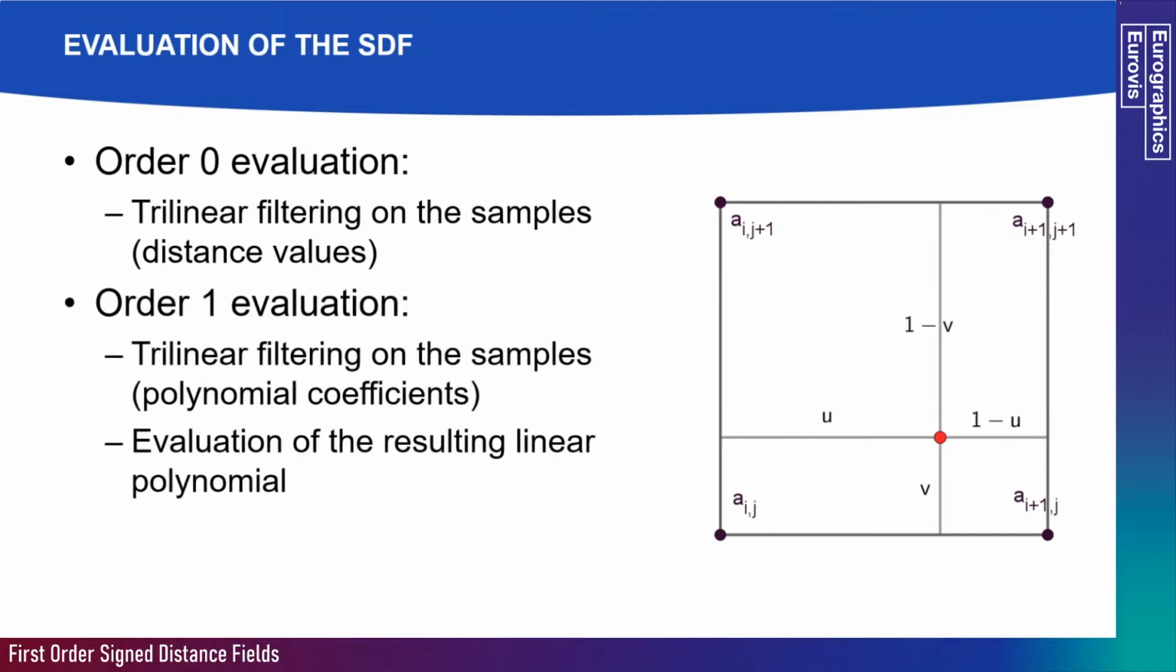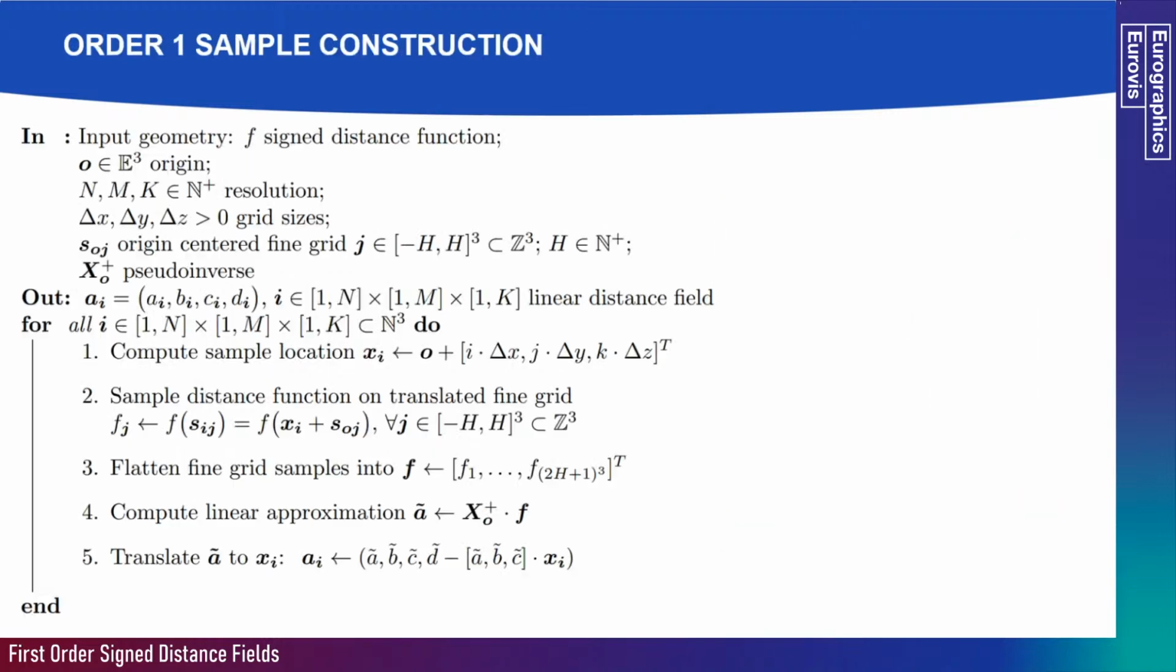As discussed before, the same procedure works for first-order evaluation. The difference is that instead of the distance values, we mix the coefficients of linear polynomials, and the result is also a coefficient vector. Then we must evaluate the polynomial at the evaluation point, which gives us the final distance value. For the construction of a first-order distance field, first we need a source geometry, which can be any representation where point surface signed distance computation is available.